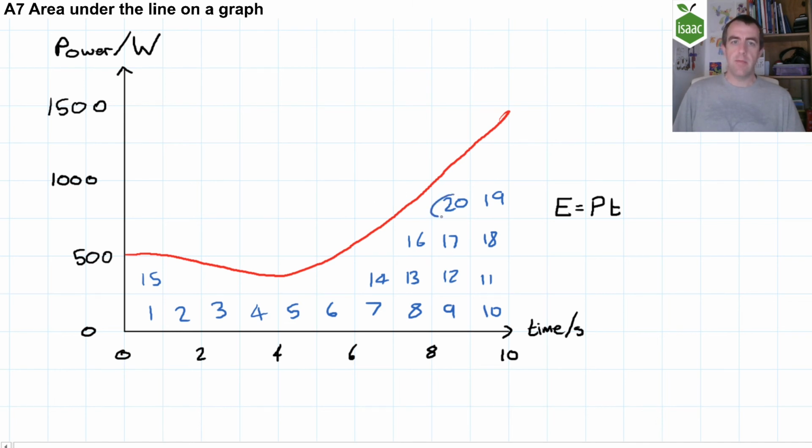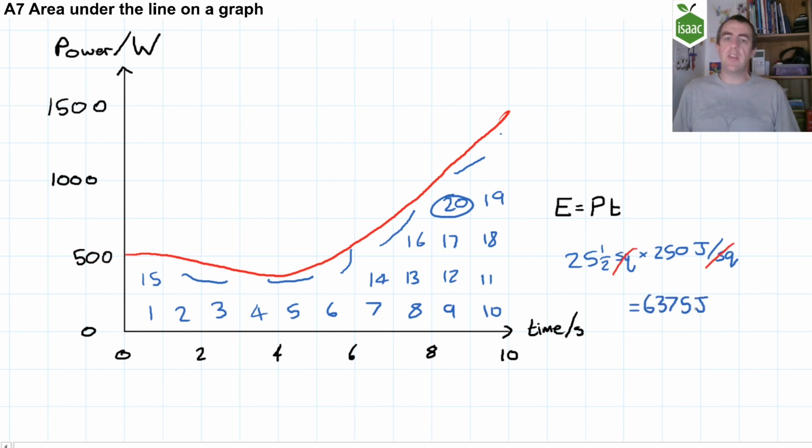So 20, and then let's add our half squares, and a half 21, and a half 22, and a half 23, and a half 24, and a half 25, and a half. So 25 and a half squares, and remember it was 250 joules per square in this case. And that gives us 6,375 joules. Now this is an estimate of the work that's done, but it's a good estimate, and it's the best one you're going to get with this particular graph.